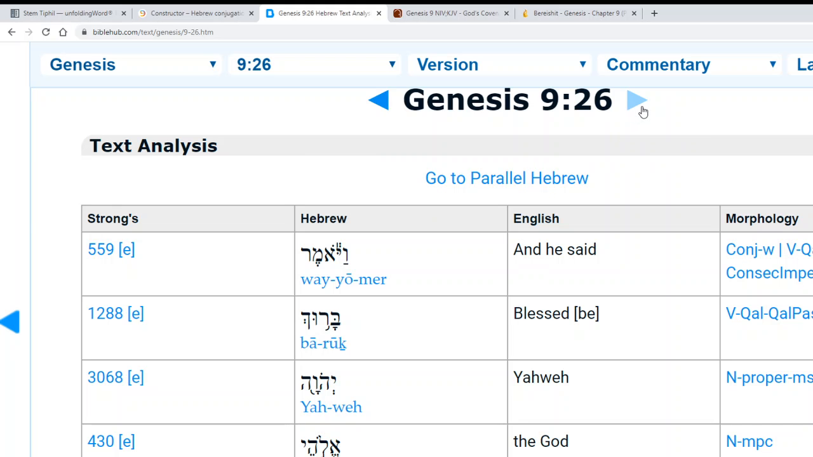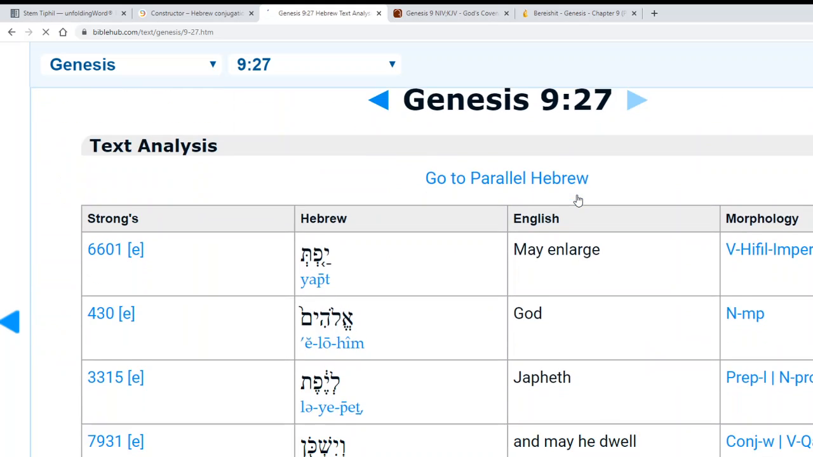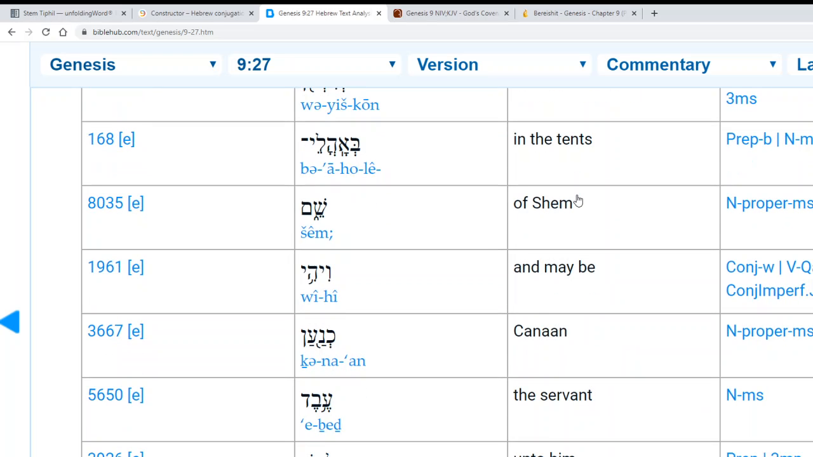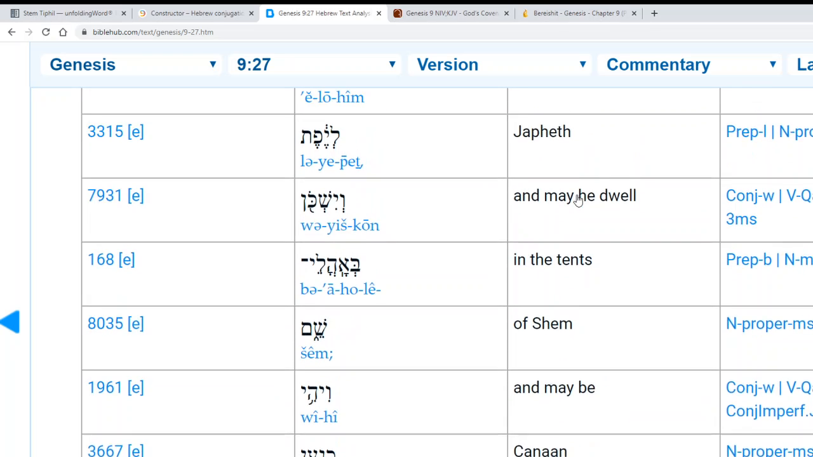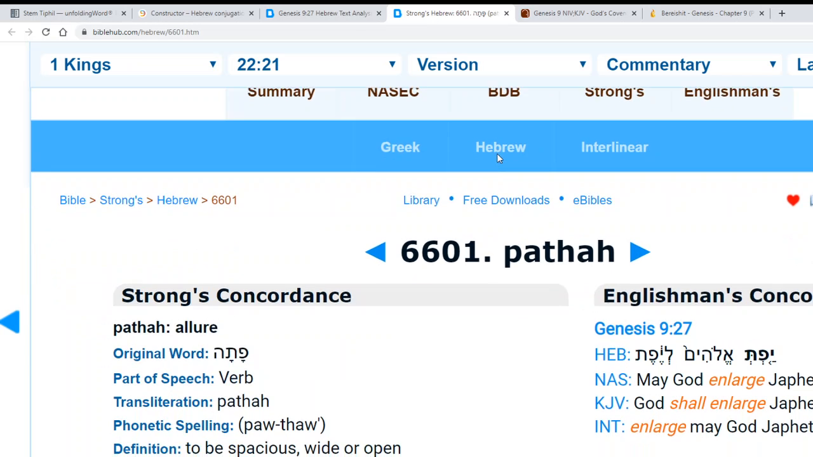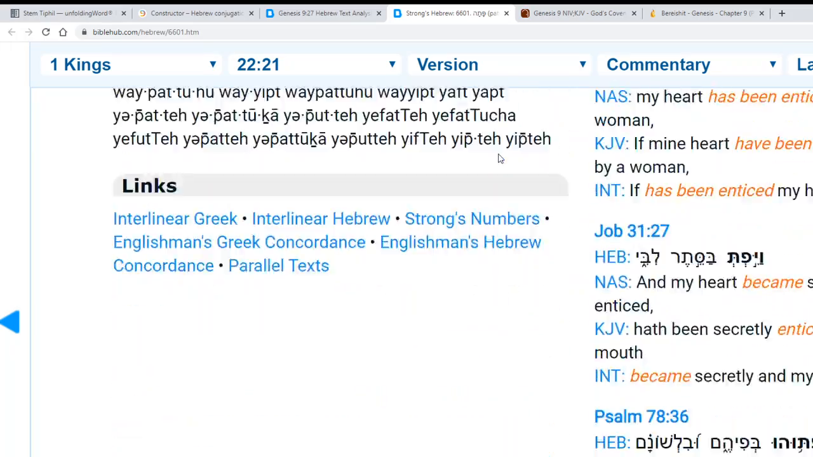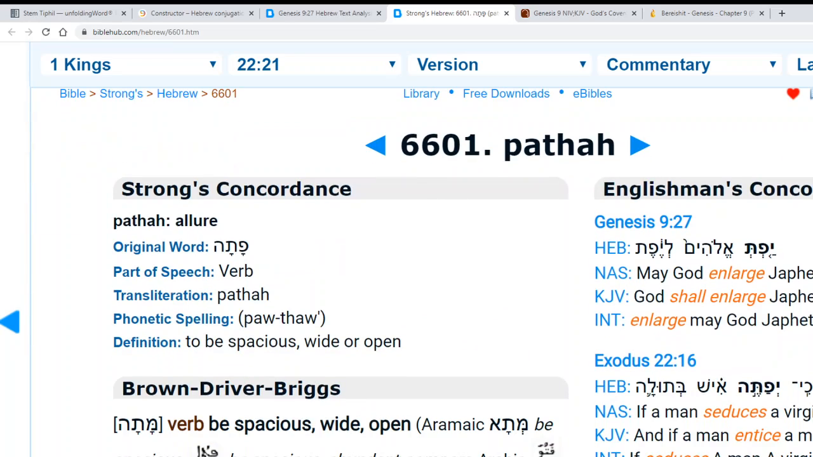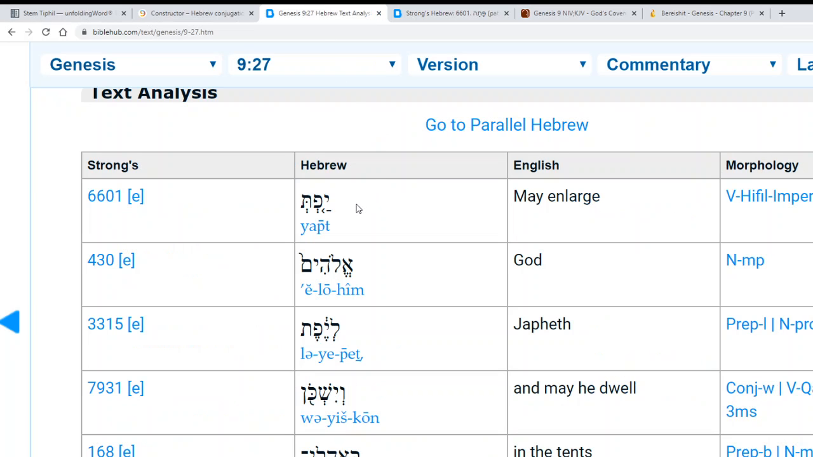Verse 27. Yaft Elokim leyefet veyishkon be'ohalo Shem veyehi Canaan eved lamo. Okay. This is an interesting verb. I don't think it shows up that many times. It shows up 28 times. Okay. Yeah, they're saying the root is patah, which is what I would have said. But yaft, right? To enlarge. It's in the jussive, in the command form again. Yaft Elokim.